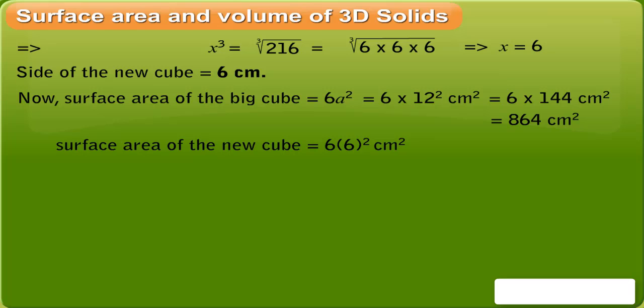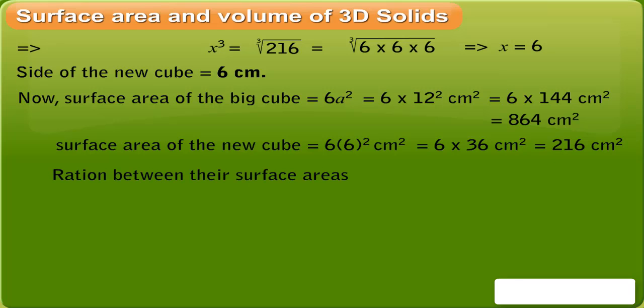Surface area of the new cube is equal to 6 into 6 square centimeters square, which is equal to 6 into 36 centimeters square, which is equal to 216 centimeters square. Therefore, the ratio between their surface areas is equal to the surface area of the big cube divided by the surface area of the new cube, which is equal to 864 divided by 216, which is equal to 4 by 1, which is 4:1.